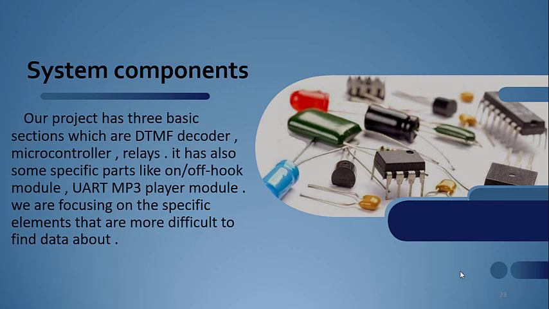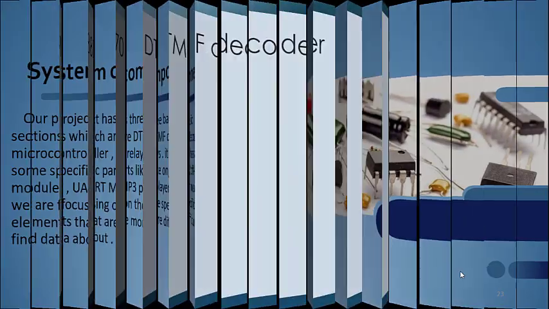Now, we're going to move to system components. Our project has three basic sections, which are the DTMF decoder, microcontroller, and relays. It also has some specific parts like the on-off hook module and the UART MP3 player module. We are focusing on the specific elements that are more difficult to find data about. The first component is the MT8870 DTMF decoder.